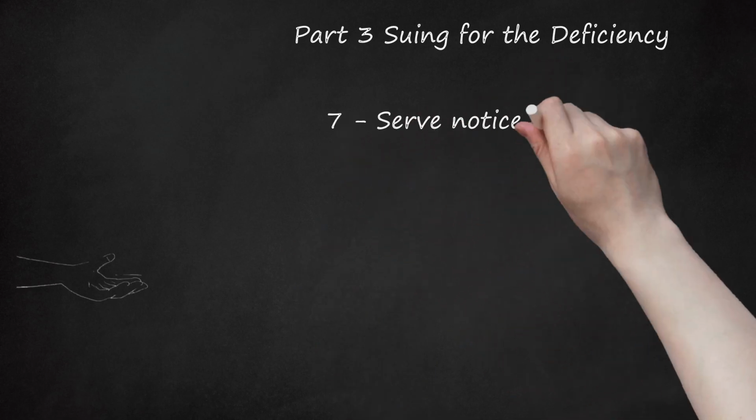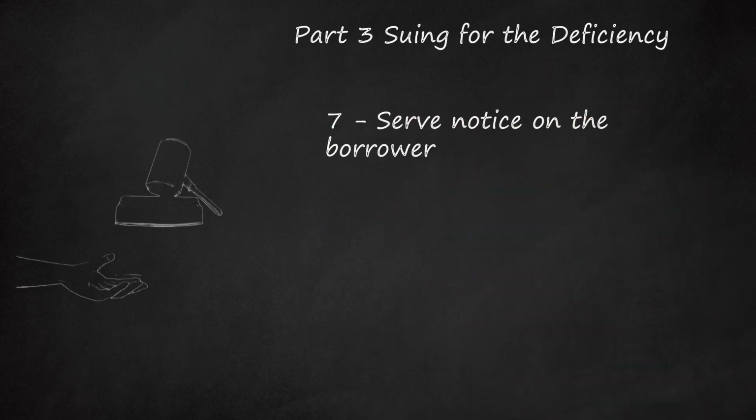7. Serve notice on the borrower. You need to inform the borrower that you have sued for the deficiency. Accordingly, you need to serve a copy of the complaint and a summons on the defendant. The summons will tell the borrower when he or she must appear in court. You can get it from the clerk. Proper service varies depending on the court.